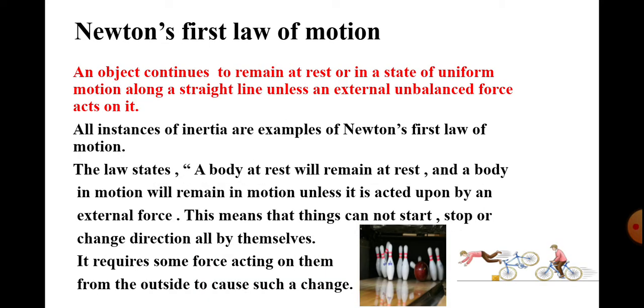Newton's first law of motion. An object continues to remain at rest or in a state of uniform motion along a straight line unless an external unbalanced force acts on it. All instances of inertia are examples of Newton's first law of motion. The law states a body at rest will remain at rest and a body in motion will remain in motion unless it is acted upon by an external force. This means that things cannot start, stop or change direction all by themselves. It requires some force acting on them from the outside to cause such a change.